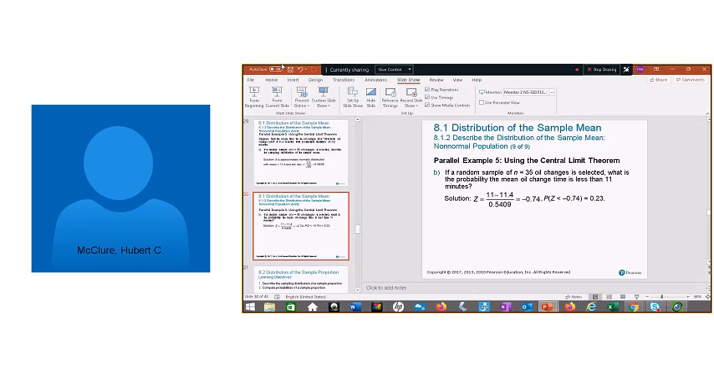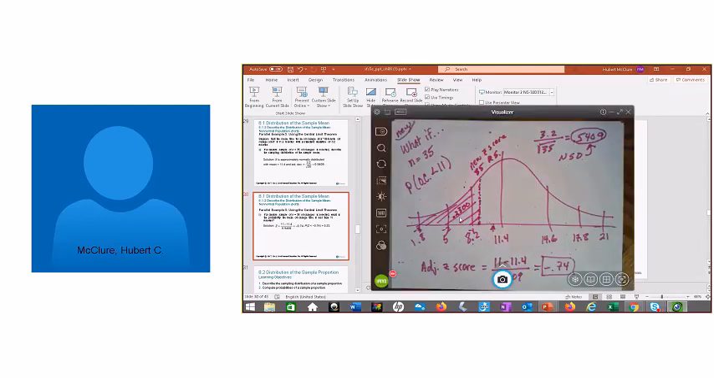And they say it's 0.2300. So this right here, that dotted line right there, is based on 35 random samples without you having to go back and redo everything. You just have to get a new z-score based on that new standard deviation. So that's what's new, okay?